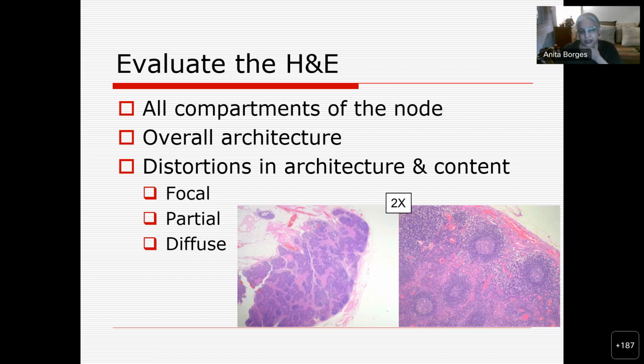Now, I think you should think very carefully about this so-called distortion of the architecture. And when I ask students, why do you say that the architecture is effaced? They say, oh, we can't see a cortex, or we can't see a medulla, we can't see germinal centers. And that, I will put to you, is not architecture.